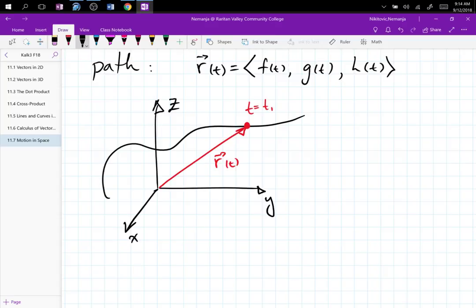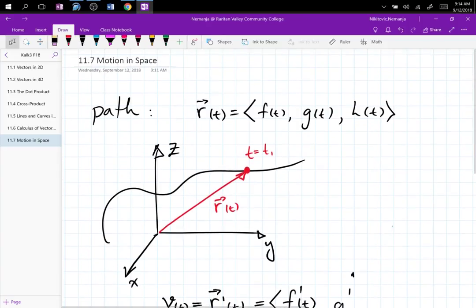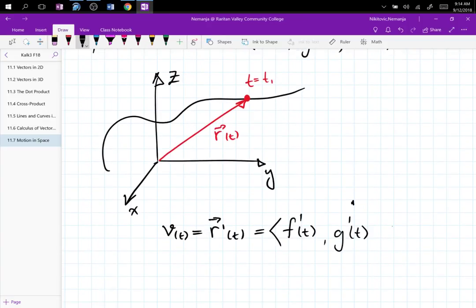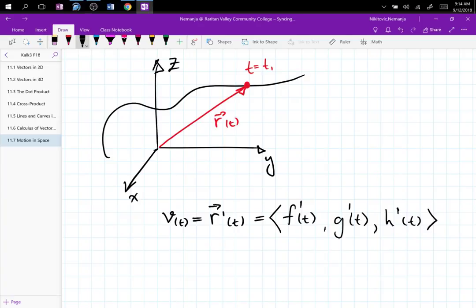We're going to take the derivative of r, so get r prime of t, and that is clearly the velocity. So velocity is the derivative of the position, and that will be given as f prime of t, g prime of t, and h prime of t. So those are our velocity.